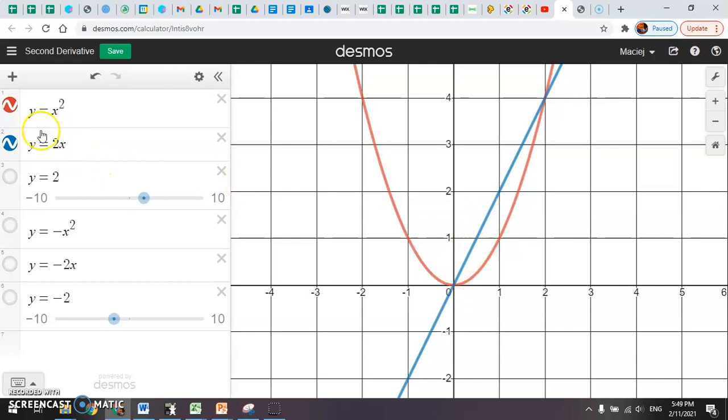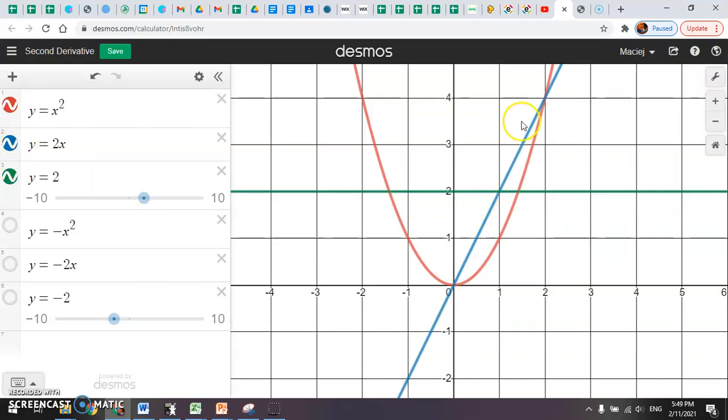Now let's take the second derivative. The derivative of 2x is just 2. So now I'm going to put that in here. Let's graph that one. Look, it's a horizontal line, y equals 2. Why? This one represents the slope of this one, right? Just like the blue one was the slope of the original, the green one is now the slope of the blue one.